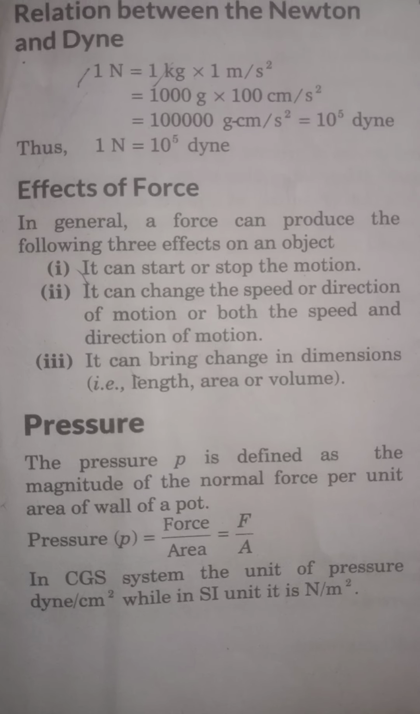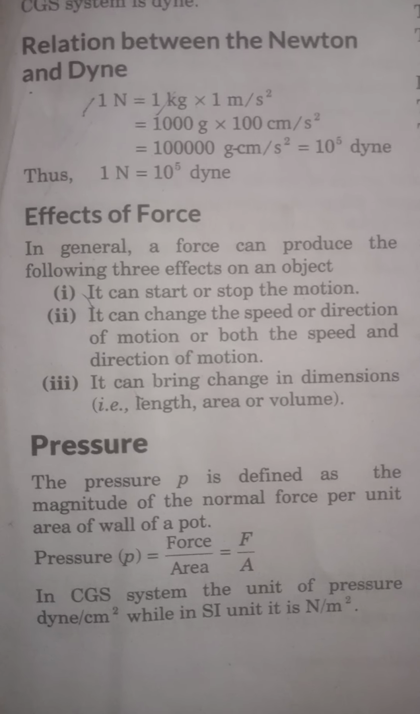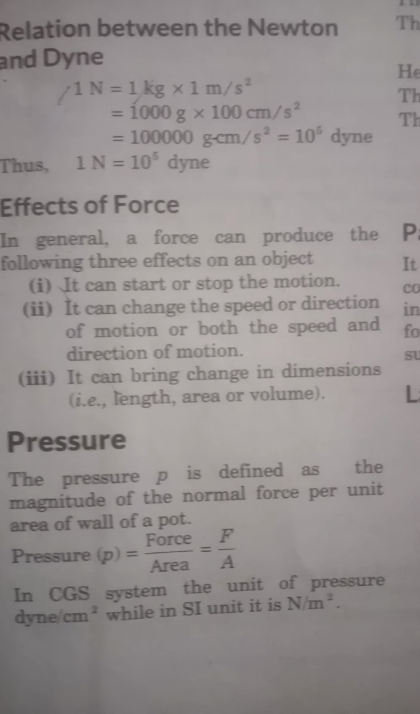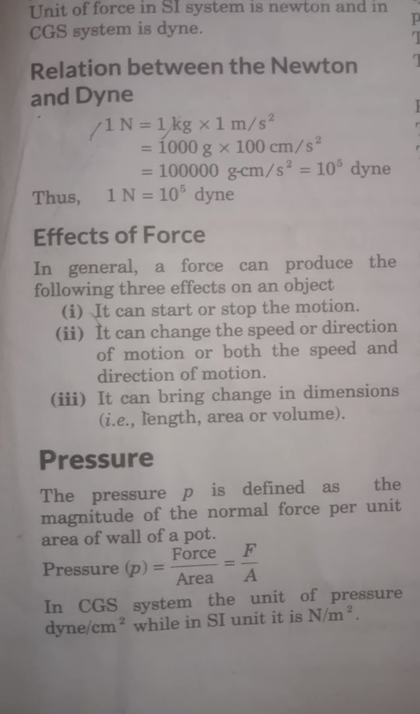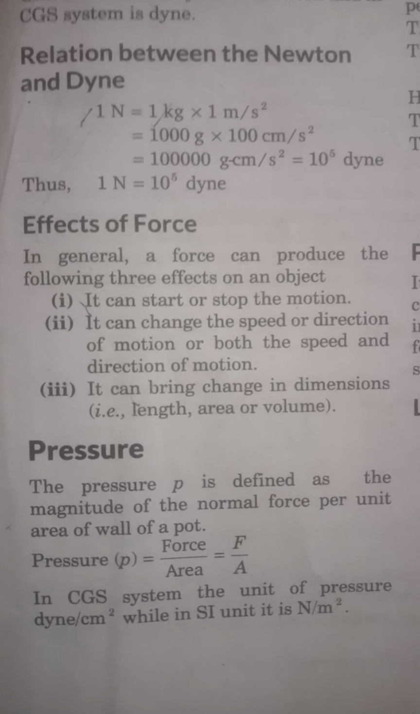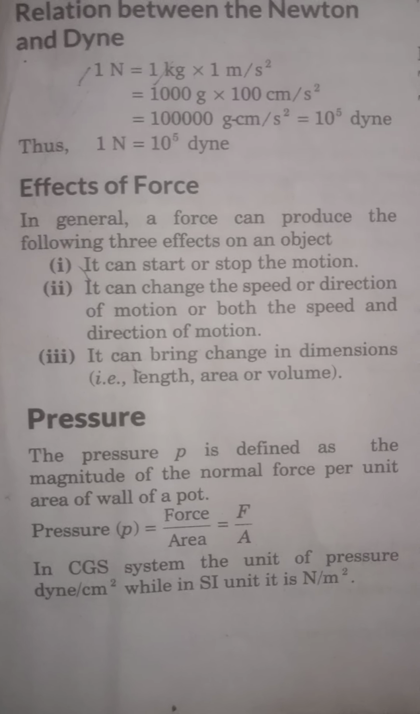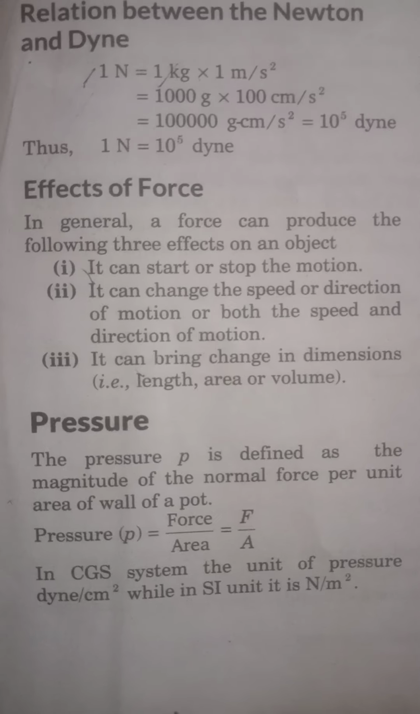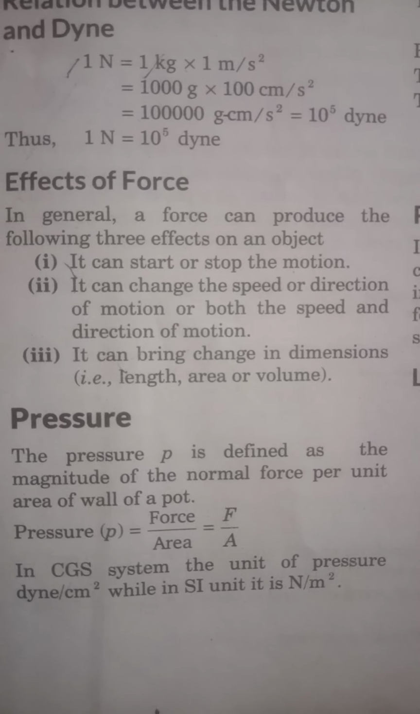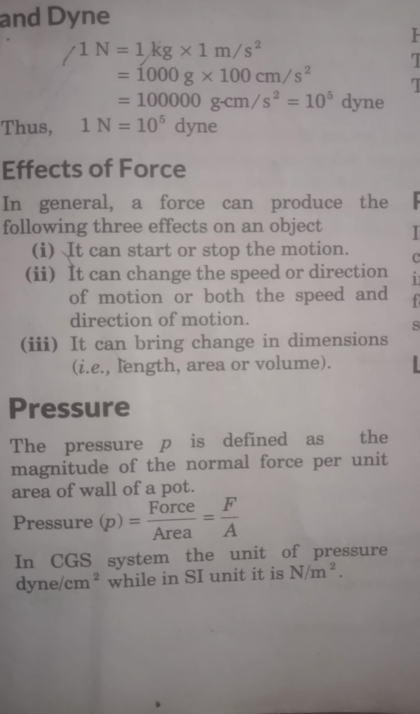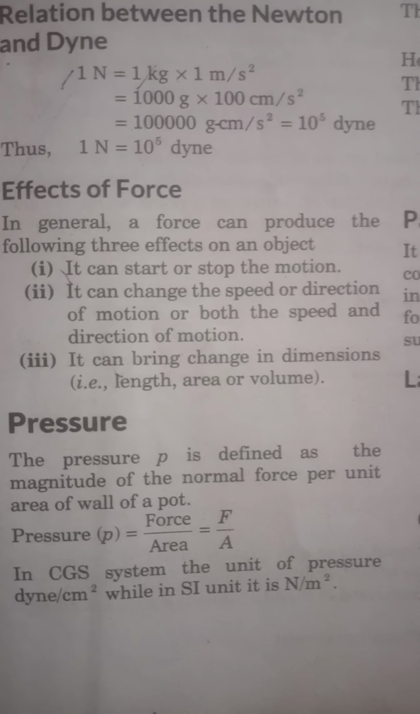For example, you are riding a bicycle. You have applied the force on the pedal and the bicycle is moving, and you have applied a force by brake, the cycle stops. So the first effect of force is it can start or stop the motion. Second, it can change the speed or direction of motion, or both the speed and direction of the motion.